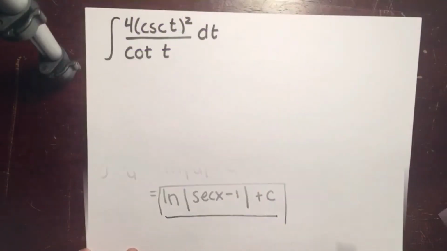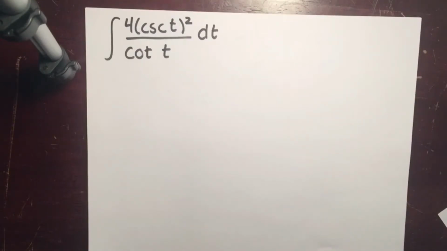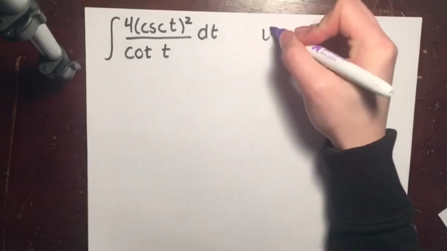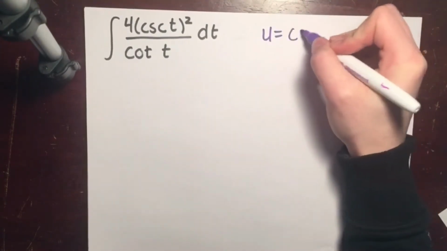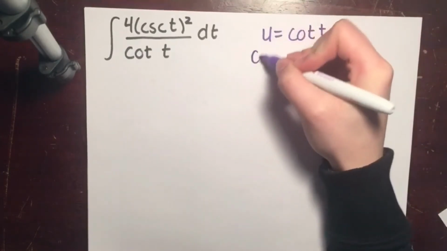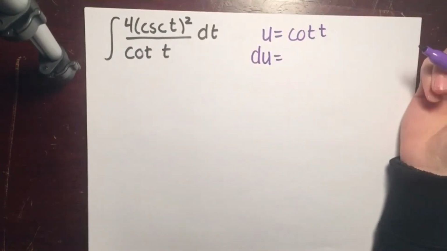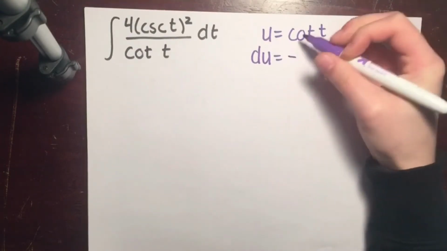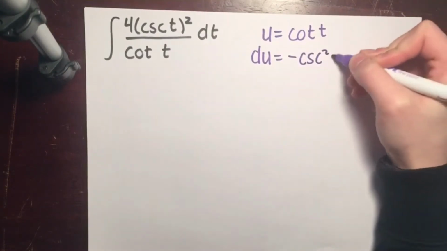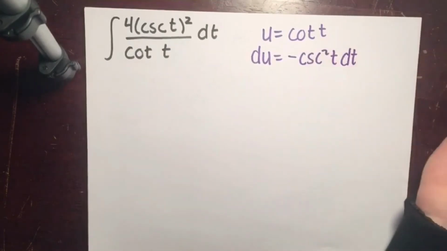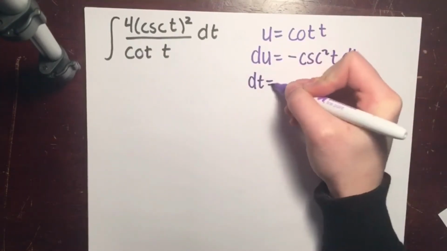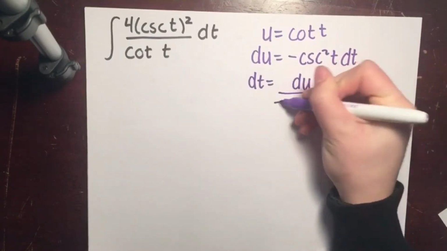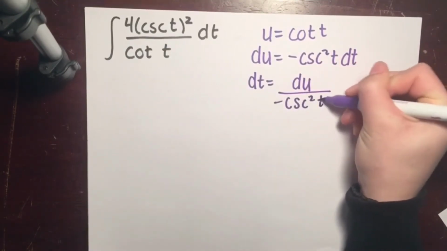And that's our answer. All right, so in this next example, we have the integral of 4 times cosecant squared of t over the cotangent of t dt. Again, we need to define u, which is usually in the denominator. So u equals cotangent of t. Find du: du equals the derivative of cotangent t with respect to t, which is negative cosecant squared of t dt. We solve for dt, so dt will equal du over negative cosecant squared of t.